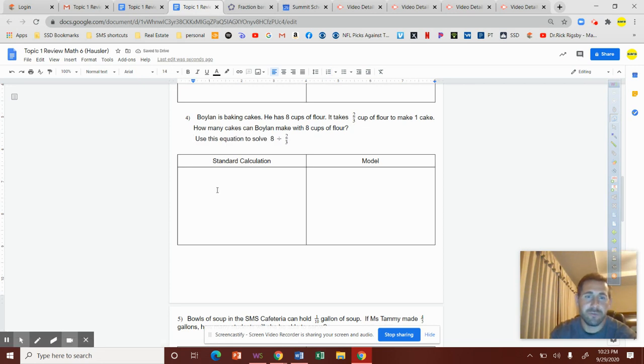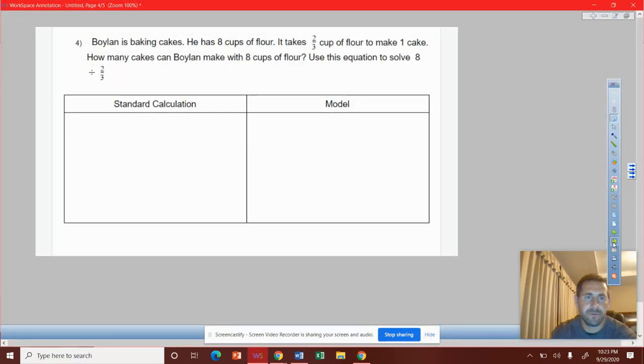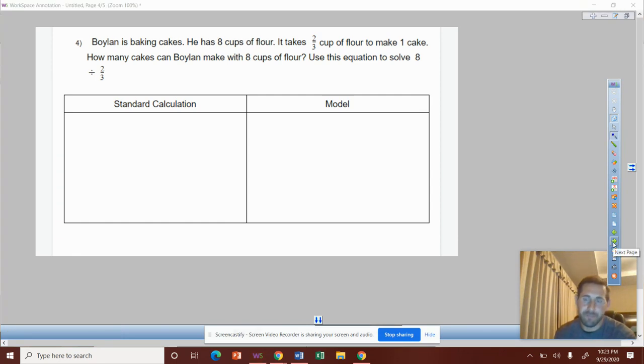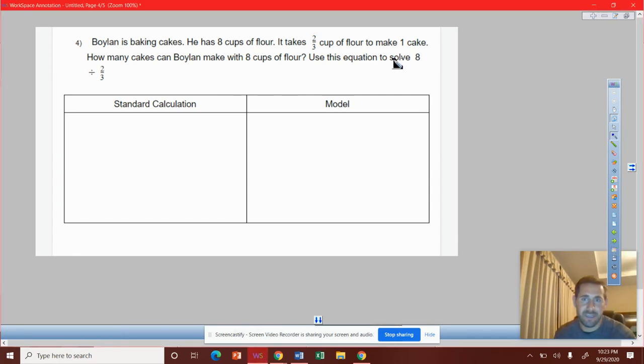So we've got to show this with standard calculations. Then we need to show this with a model. I'm just rewriting the problem so that we can see it. Again, it's not perfect here, but it's 8 divided by 2/3. I'm going to change that because we're really taking a whole number and dividing it by 2/3, so I can write this whole number 8 as 8 over 1 divided by 2/3.